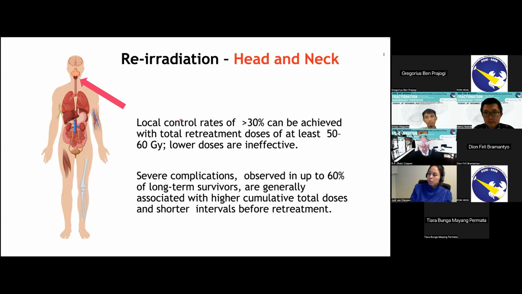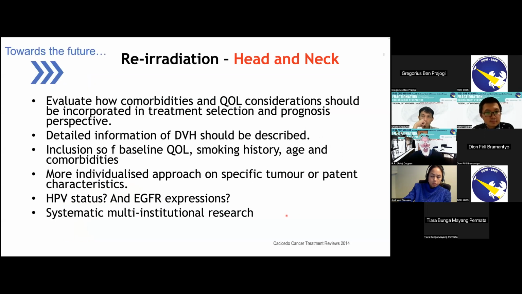So local control rates can be achieved because these tumors are often also more resistant, with a total retreatment dose of at least 50 to 60 gray, and lower doses actually are not interesting to do because they're ineffective. So that means that if 50 or 60 gray already exceeds the low tolerance of your normal tissue, it's better to do something different. But still, if you do this, there are severe complications observed up to 60% in long-term survivors. And this is generally associated with a higher cumulative total dose and a shorter interval before treatment, right? So this is exactly fitting the biology data that I showed you.